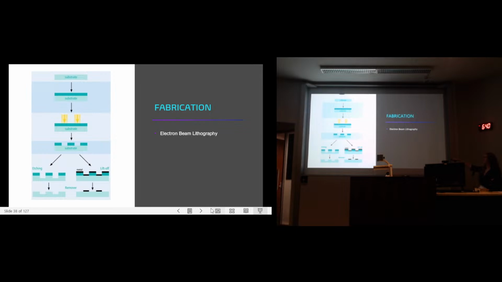And at this point, we also use our computers to design what the pattern we want on that chip is going to be. So we load it into an electron beam lithography machine, and there's actually some just over there. The lab in which a lot of this is done is just under Hawken.